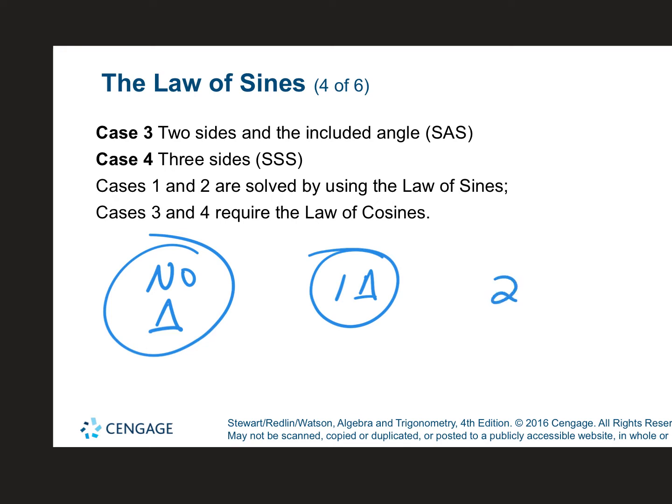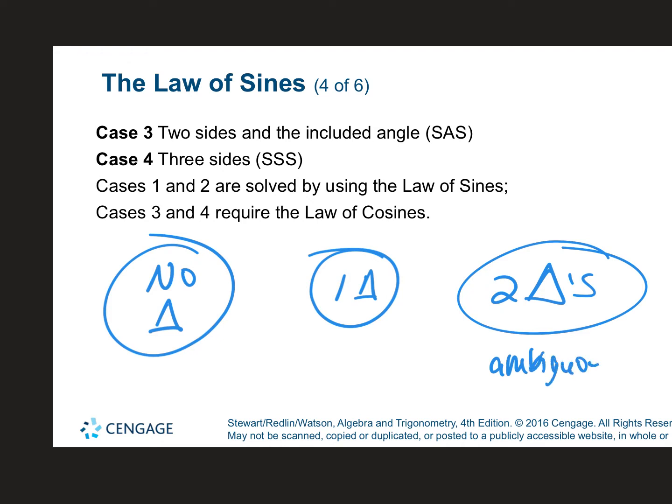There's also a scenario where there's 2 triangles present. That's called the ambiguous case. When you're using the law of sines, you always have to check to see if there's 2 triangles. And the stuff we're doing today, it's either going to be one or none. But tomorrow we're going to do examples where there is a possibility of 2 triangles.